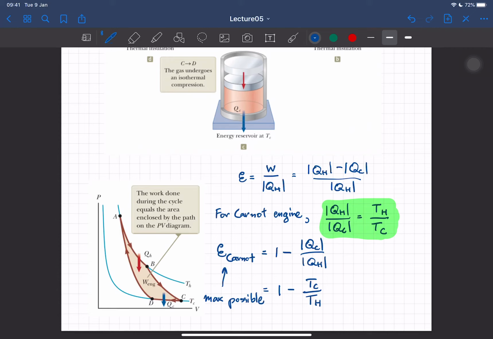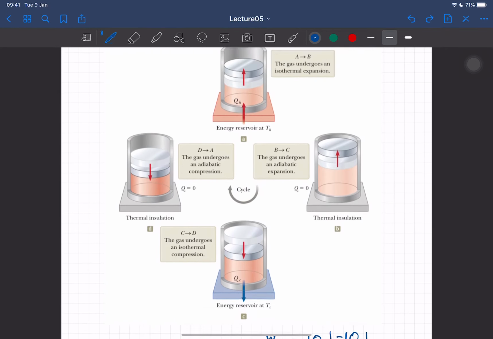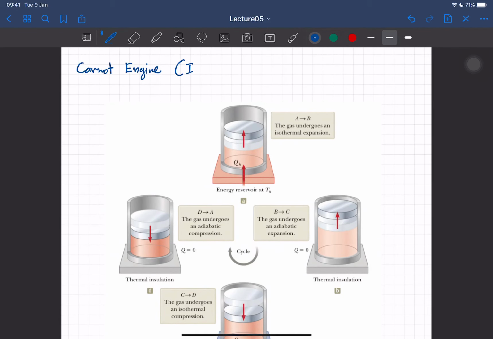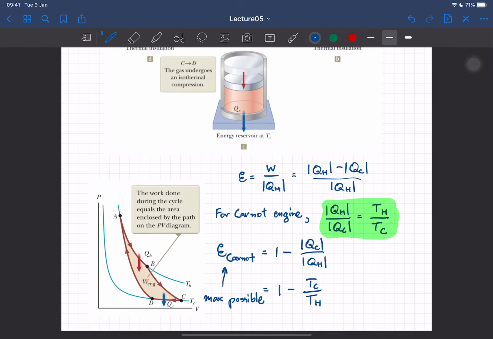Nothing in the world can surpass this. If you're gonna do better than Carnot engine, then you must violate the second law of thermodynamics, right? So when we talk about an ideal engine, it means you don't lose energy into friction, you don't lose energy into sound or whatever. This is the efficiency of an ideal engine, which is the Carnot engine, right? So essentially, we can say that Carnot engine is what we call an ideal engine with the maximum possible theoretical efficiency. Okay, you cannot do better than this.